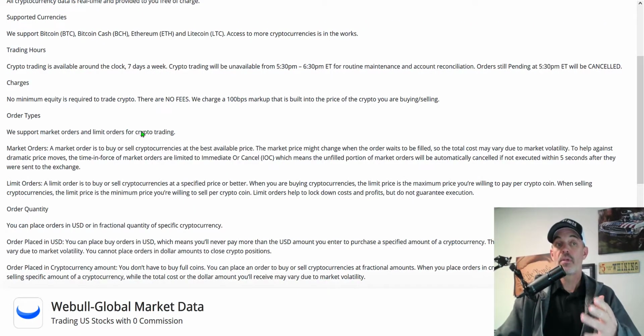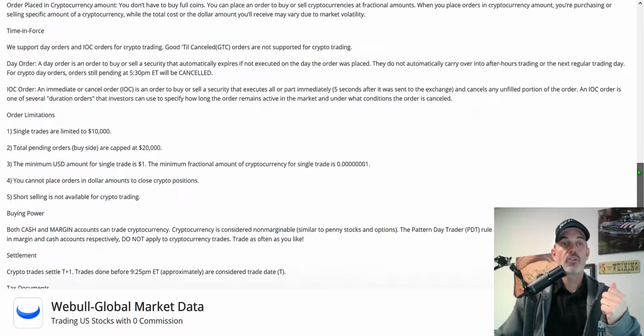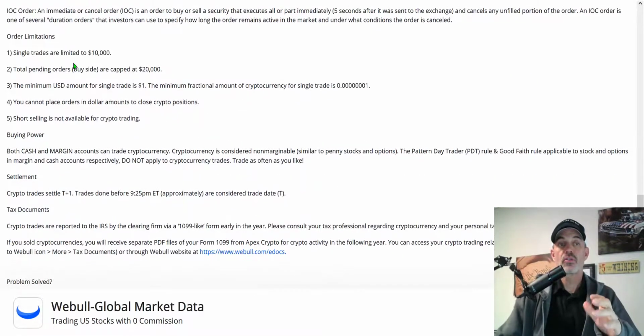And so the next item is your order types, and they offer market and limit. That's your traditional order types. Order quantity, USD or fractional, since cryptocurrencies really do break down into fractional amounts. So that makes perfect sense. And then as we scroll down, you'll see order limitations. Single trades are limited to $10,000 max.